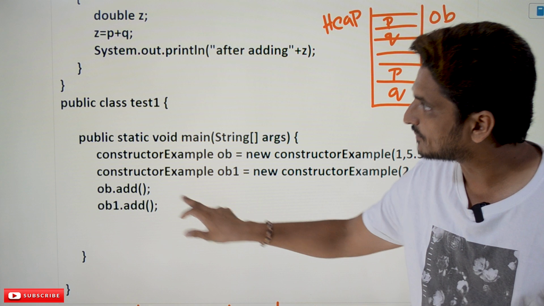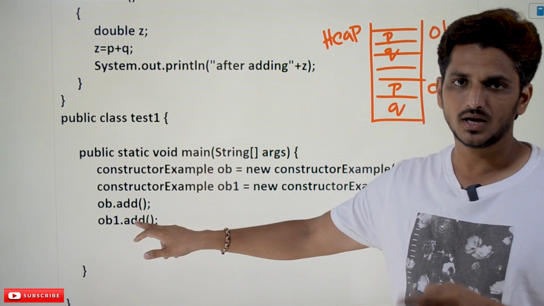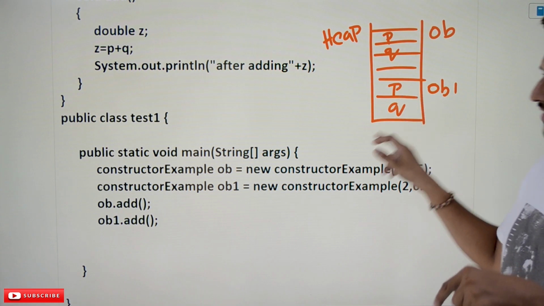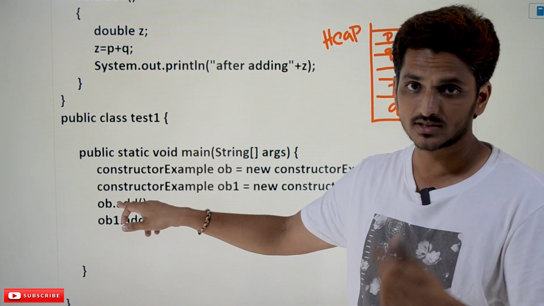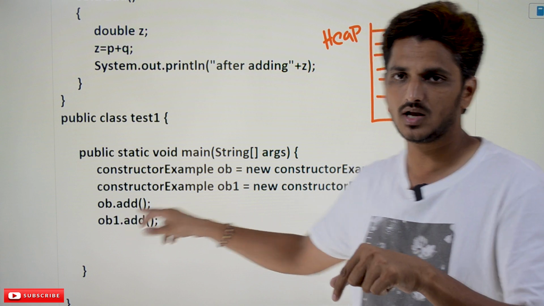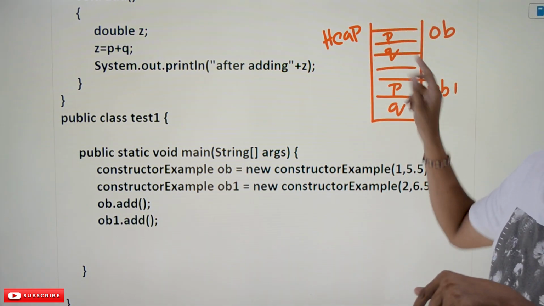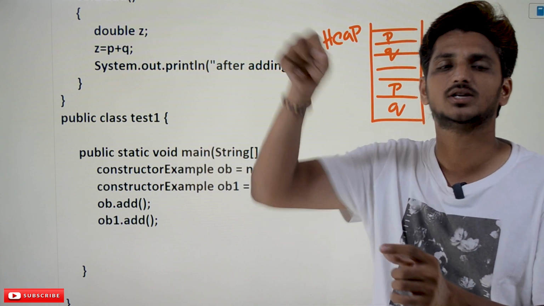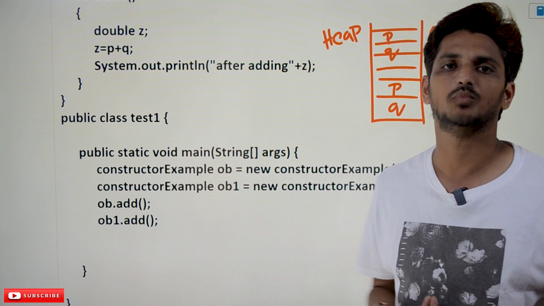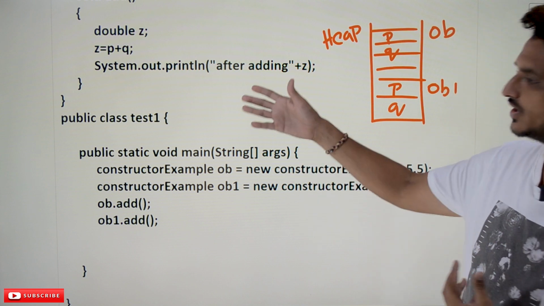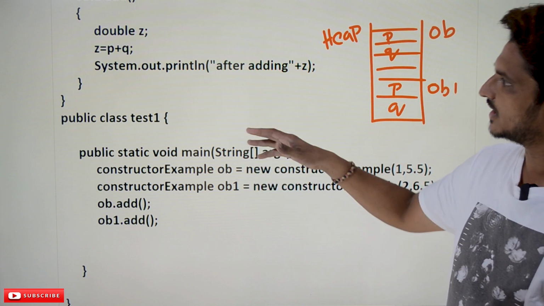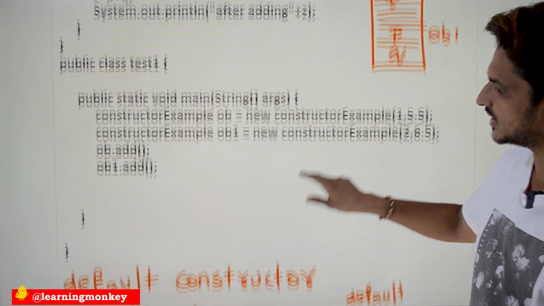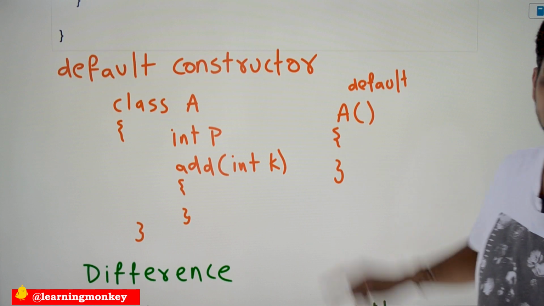So the add function is applied on P and Q values. Which P and Q values? This P and Q values. Whenever you call with OB, the add function is applied on which P and Q values? This P and Q values. Same logic, different inputs. This is the point we mentioned there. Same logic, different inputs. This is how it is going to be executed, and you understand how to use the constructors.